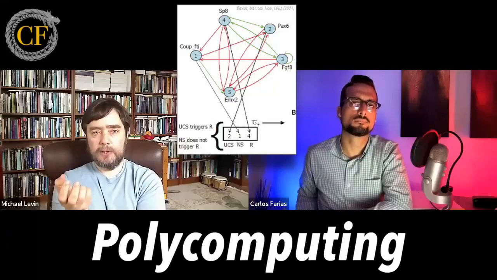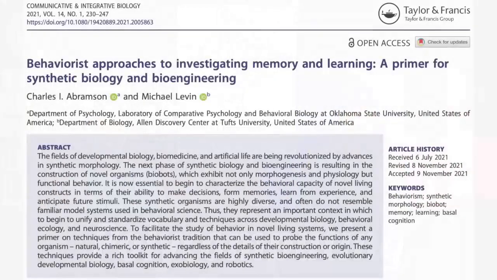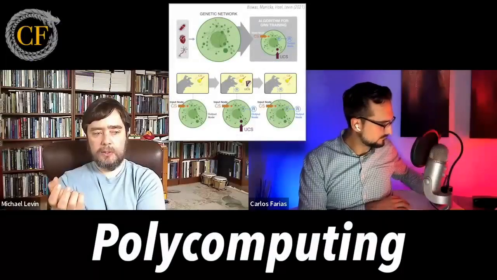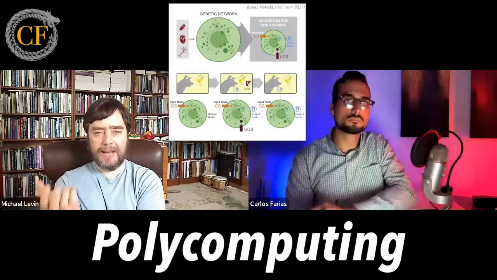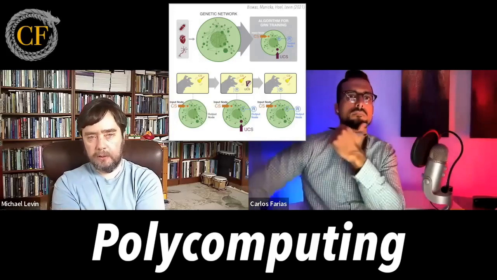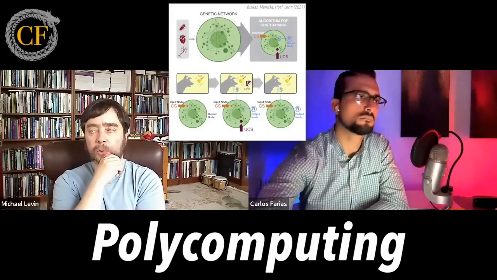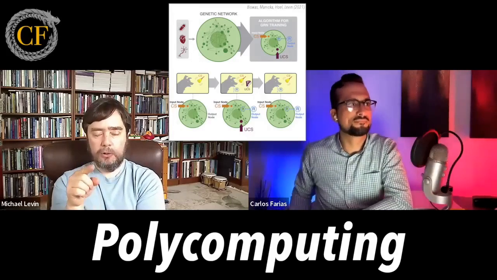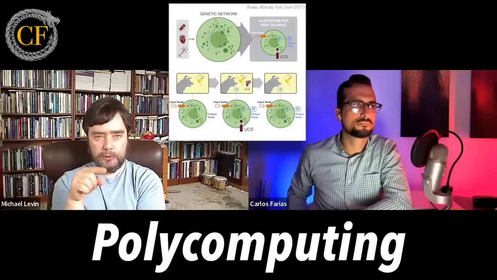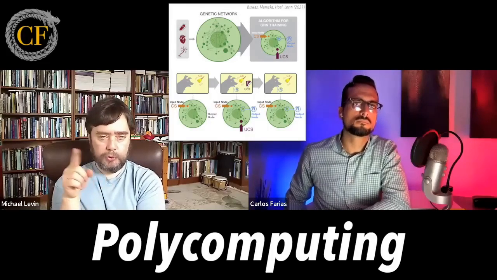In fact, Charles Abramson and I wrote a paper on behaviorist approaches to studying novel creatures. Behaviorism is good for that because you don't have to make assumptions about what it is, what it's made of, and how it got here. There's just a set of behavioral strategies that you use to test what this thing can do. So what we did was choose 3 of the nodes.